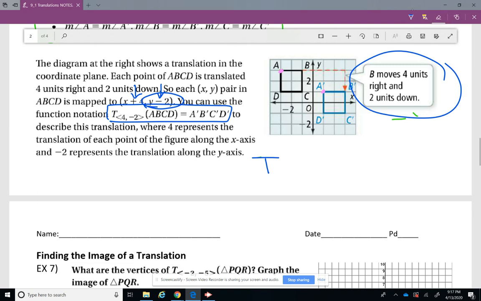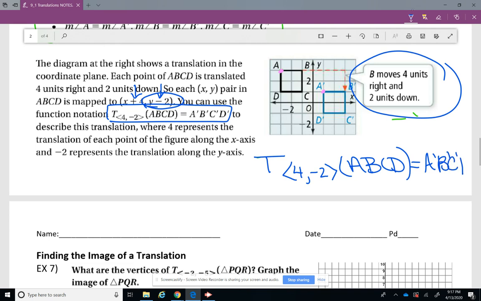Let me erase so you can see exactly. I'm going to do a translation: 4 units to the right and 2 units down. What am I translating? I'm translating A, B, C, D. When I translate it, it's going to turn into A prime, B prime, C prime, D prime. And there's the picture of it. The 4 represents the translation of each point of the figure going horizontally, and the -2 represents the translation going vertically.